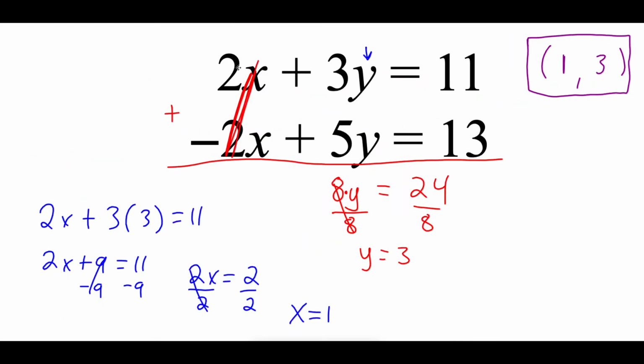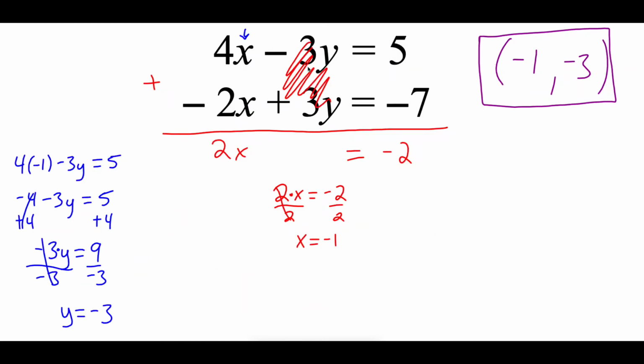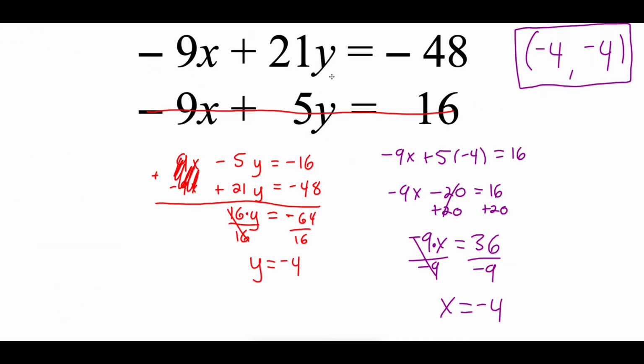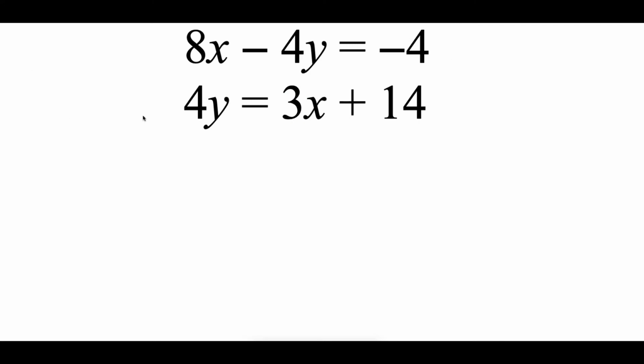In the previous examples, the x's were lined up, the y's were lined up, and the numbers were lined up. But as we look at this example, that's not the case. So sometimes we need to do a little bit of rearranging to get our like things lined up.